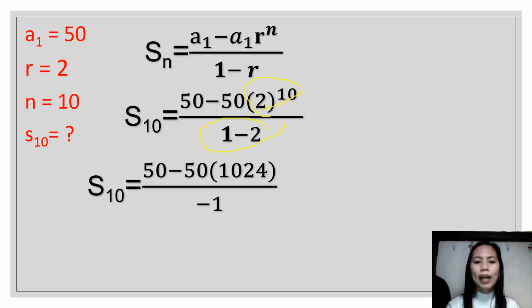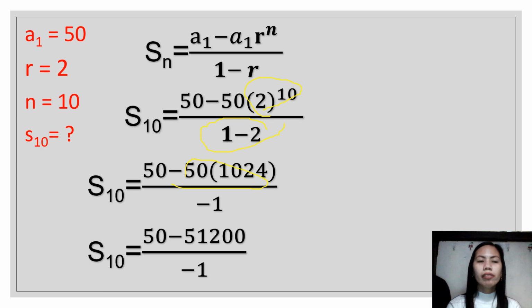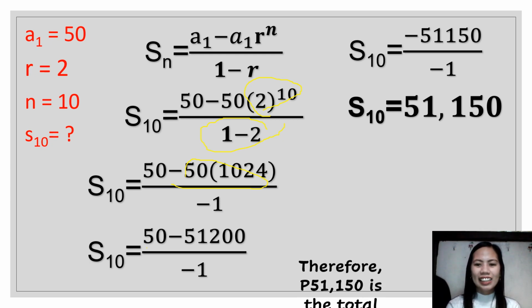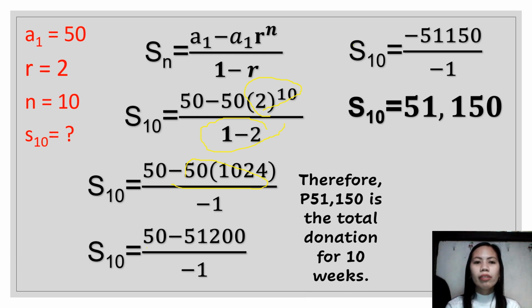Ngayon, so let us now multiply negative 50 times 1,024. The answer is negative 51,200. Solve natin. 50 minus 51,200. The answer is negative 51,150. Divided by negative 1, pwedeng i-cancel diretso yun, yung negative sign. The answer is 51,150. And therefore, we can now conclude that 51,150 pesos is the total donation for 10 weeks.